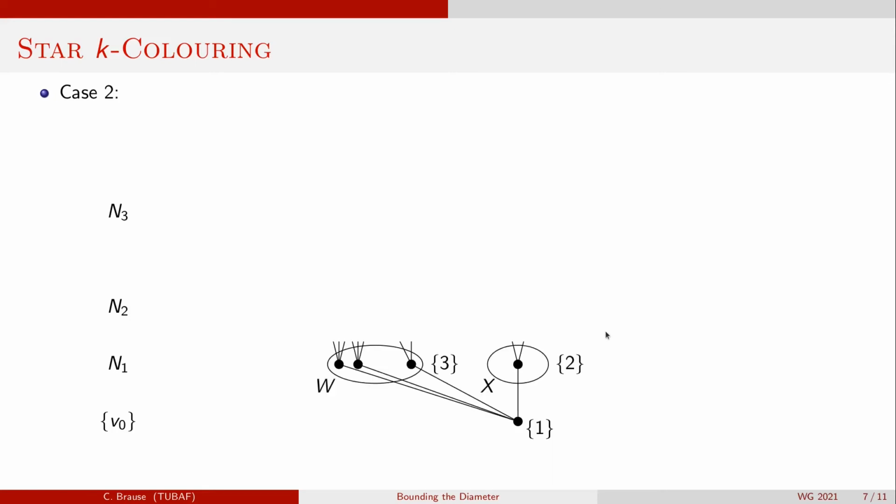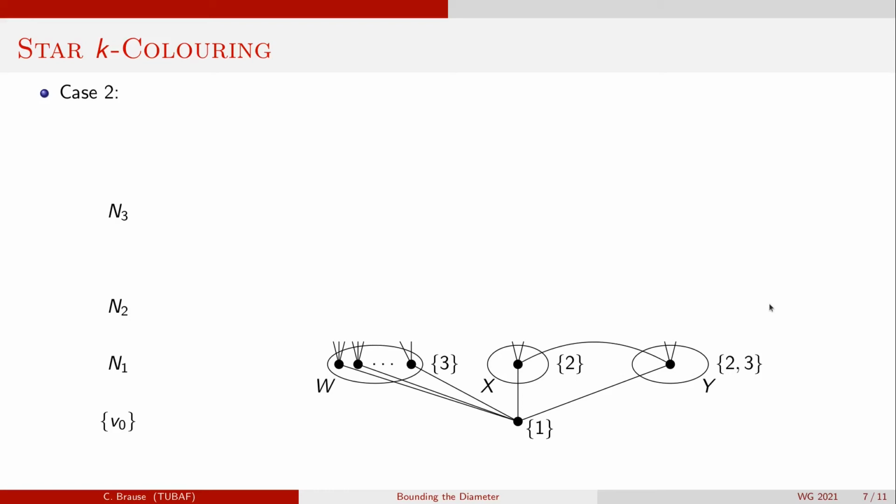So we consider all possibilities of selecting a set W which consists of 3 vertices, and all these vertices are colored by color 3, and we consider all possibilities of selecting a set X which is of size at least 1, and we color the vertices in X by color 2. Of course, there might be some further vertices, and these have to be colored by color 2 or 3.